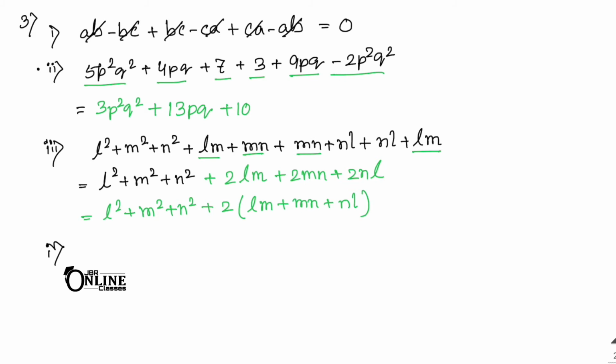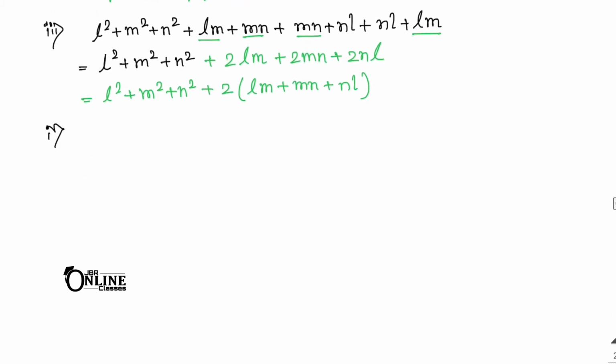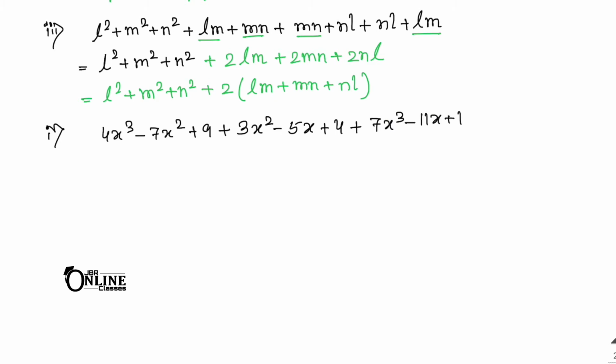Now sum number 4. So in sum number 4 you have 4x cube minus 7x square plus 9. Then here 3x square minus 5x plus 5. After that 7x cube minus 11x plus 1. And the last one here 6x square minus 13x. So first you have to find out x cube. So as here 4x cube, here 7x cube, that means total 11x cube.